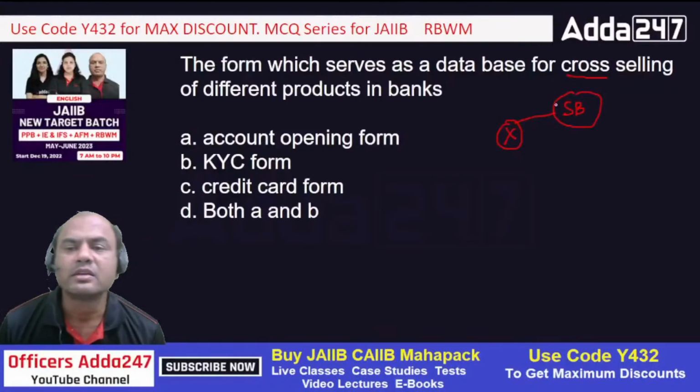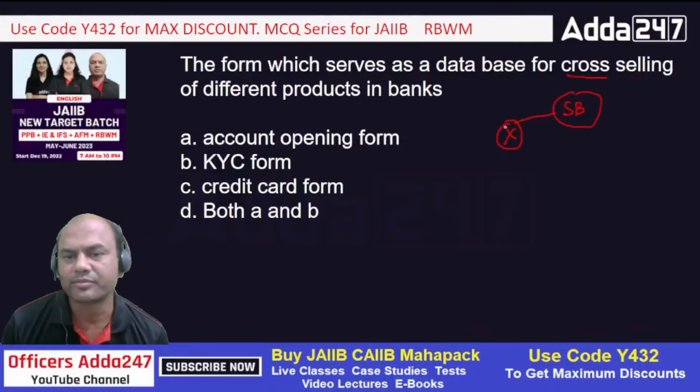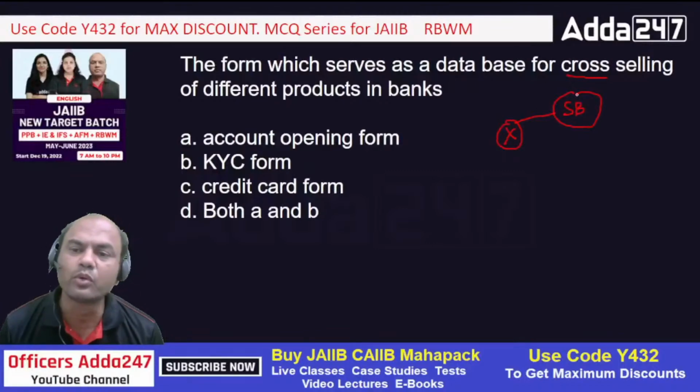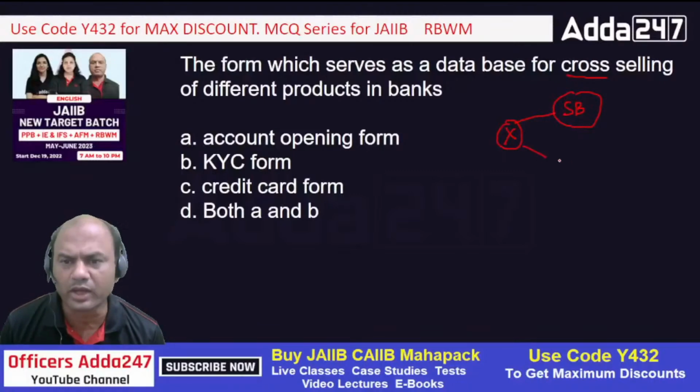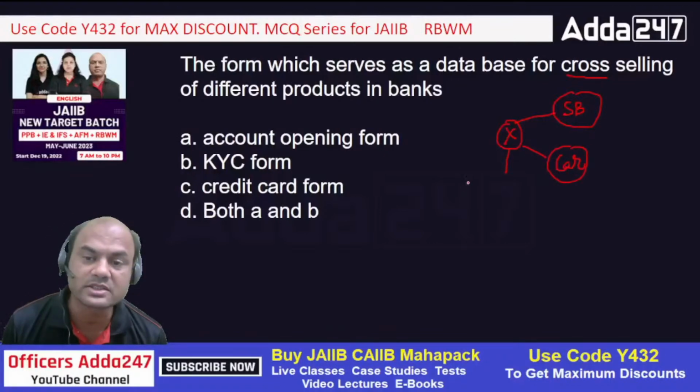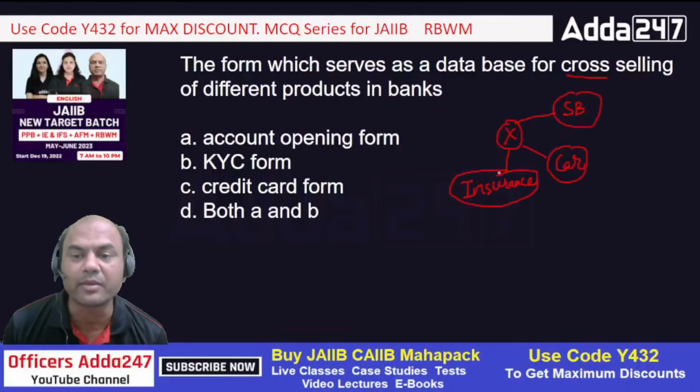Now tell me one thing. I am having a savings account with your bank, but does it mean I live only on a savings account? I don't have anything else? I don't require a car? Do I require a car or no? Yes, I may be requiring. Do I require a bike? I may be requiring. Do I require insurance? I may be requiring insurance, right? But what relationship am I having with your bank? I am having only one relationship, this one.